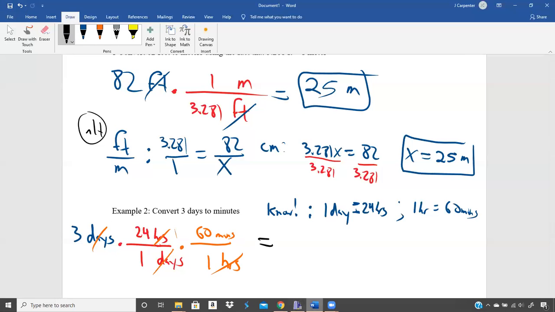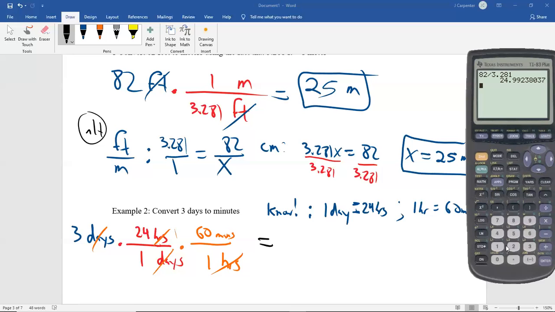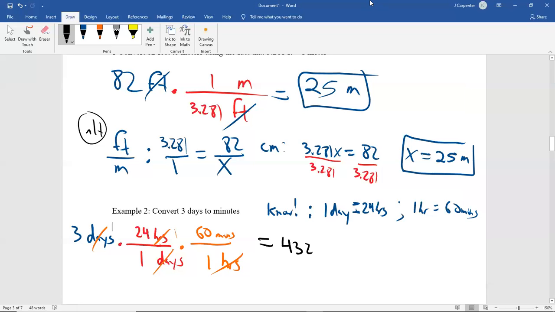3 times 24 times 60. 4320. And then how do I know what the answer of the units are? The units for the answer? Well, the only thing we were left with was minutes. There we go. 4,320 minutes.